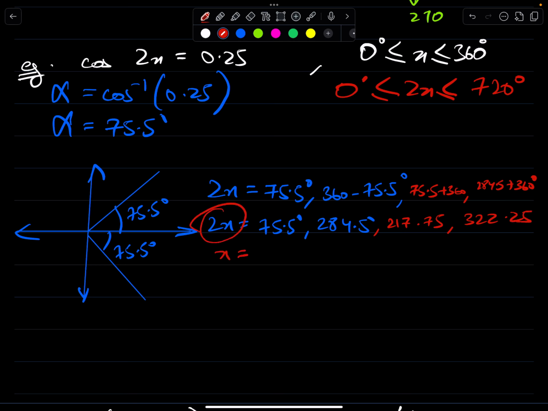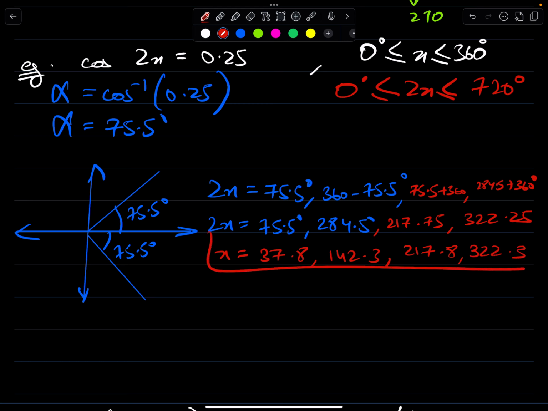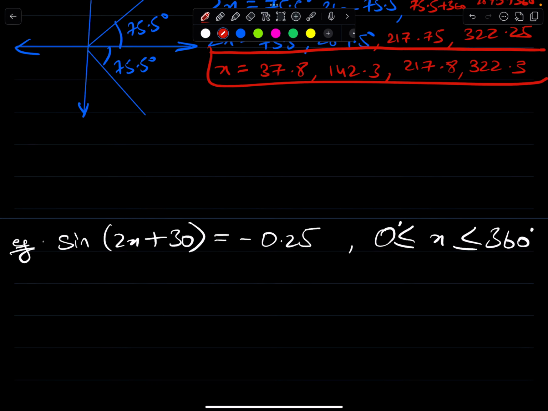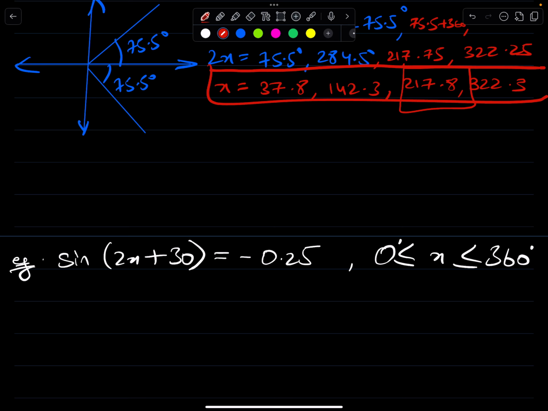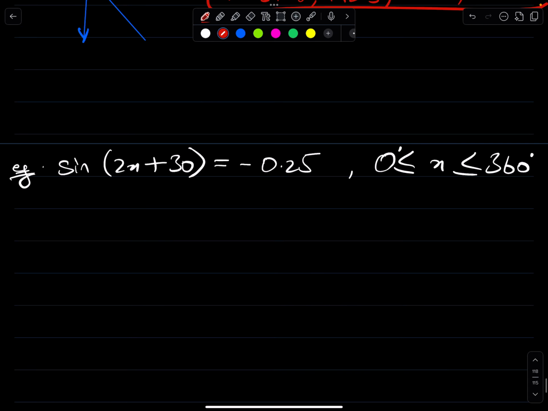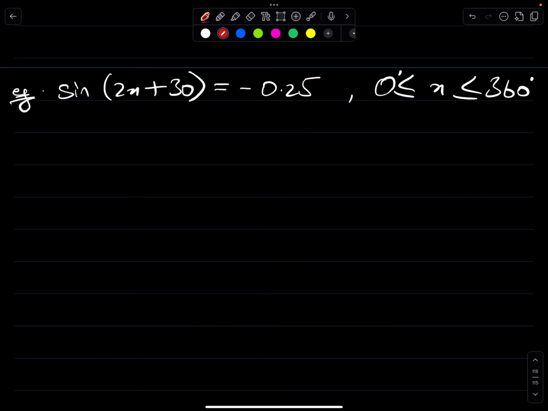We will divide everything by 2. Thus we have 37.8, 142.3, 217.8, and 322.3. And this is our final answer, and answers in degrees are always given to 1 decimal place. This is finally our second last example.